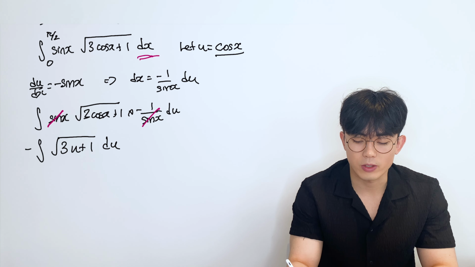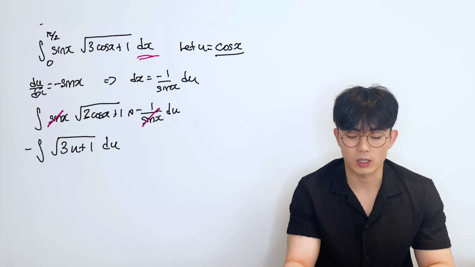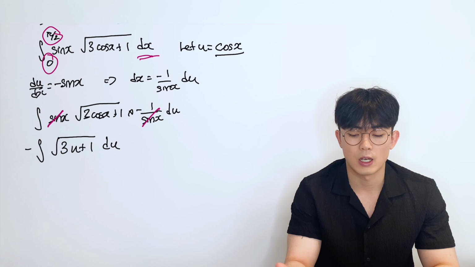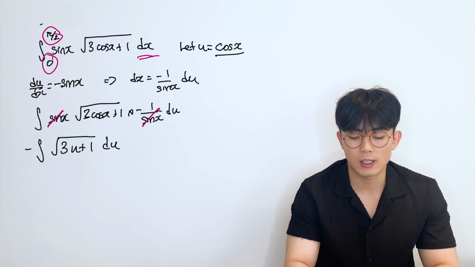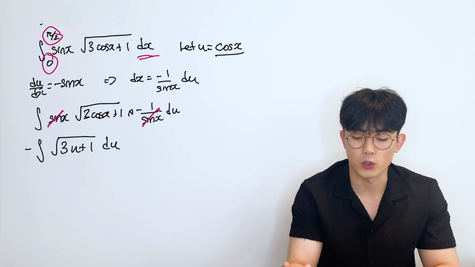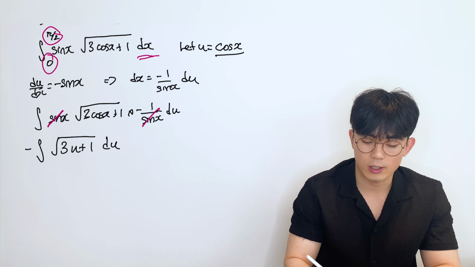However, one key thing to remember is, unlike the previous example, I've actually given us some limits as well in this question. And so what we have to do now is, these are the limits for x. Because we turned it into u, we have to find the limits for u. So you can't forget this as well. So let's look at the upper limit.